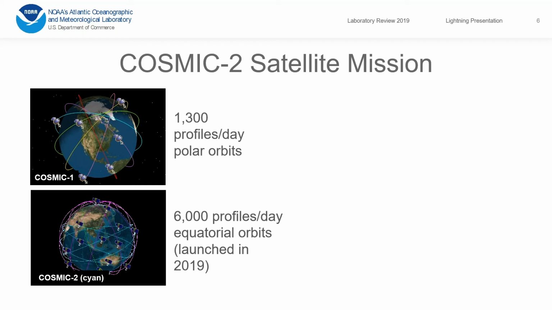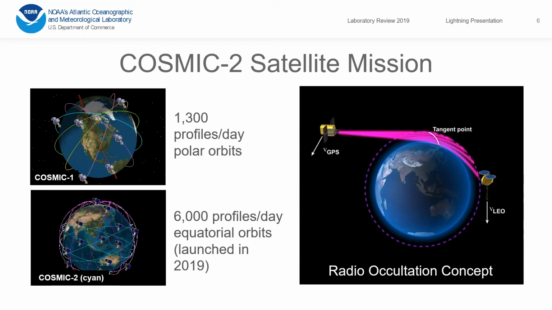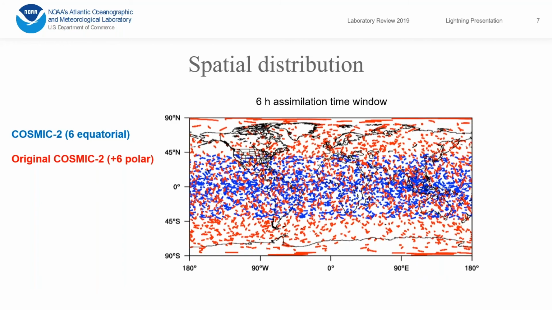Just very briefly, for those who are not familiar, this is a cartoon of what a radio occultation instrument, which is what COSMIC-2 carries, measures. You have a low Earth orbit satellite here that basically tracks the signals that come from a GPS, or I should say any global navigation satellite system transmitter. So when this sets with respect to the LEO, you profile the atmosphere. So how did we do OSSEs for this? I said that COSMIC-2 was launched in equatorial orbits, and you can see here in blue the distribution of these equatorial profiles over the atmosphere.